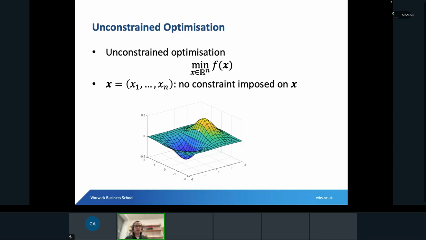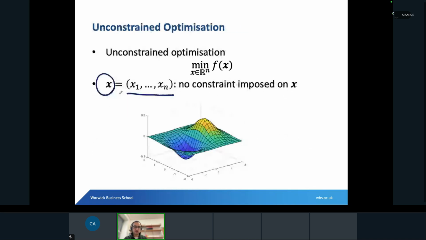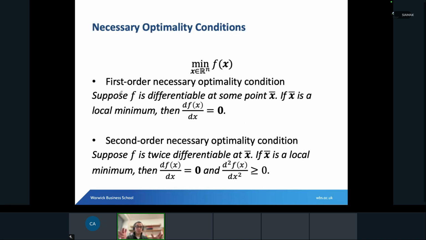So as I said, we want to find the values x1, x2, I mean the x vector, which is the whole decision variables that we have, with no constraint imposed on x. Now, necessary optimality conditions. Do you remember that I said there are points that share some similarities, some features, and when you see them, you say, oh, I have a local optimum or I have a global optimum.